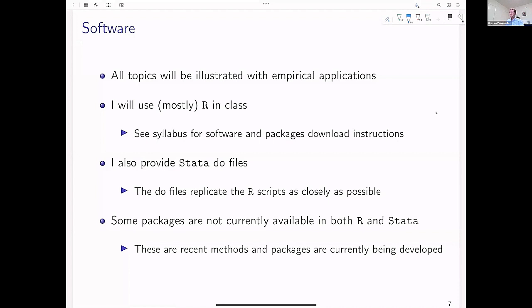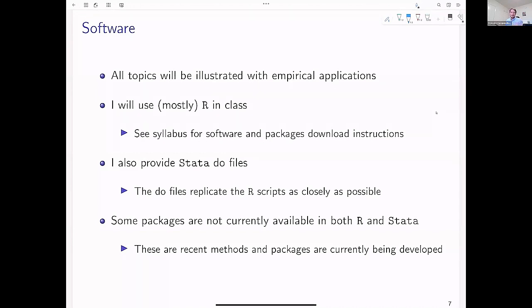You may also have noted that I provide Stata do files as well, and so these do files replicate the R scripts that we're going to do in class as closely as possible. Okay, this is obviously not identical, but they basically do the same things. So if you're more comfortable with Stata, you're more than welcome to follow the empirical applications using the Stata do files. Okay, and you see that they have the same order, pretty much the same output. So if you prefer Stata to R, you're more than welcome to follow with the do files instead of the R scripts.